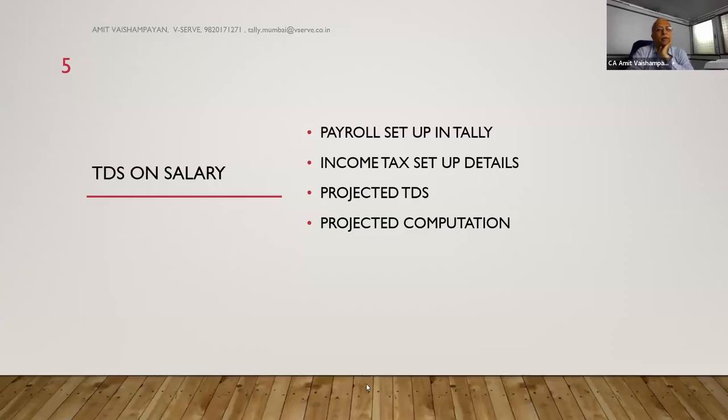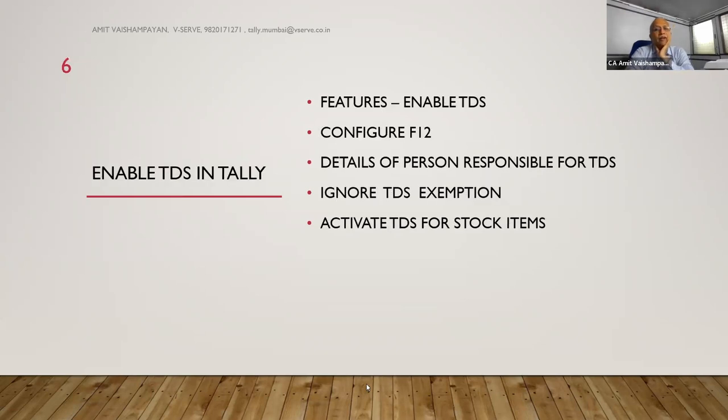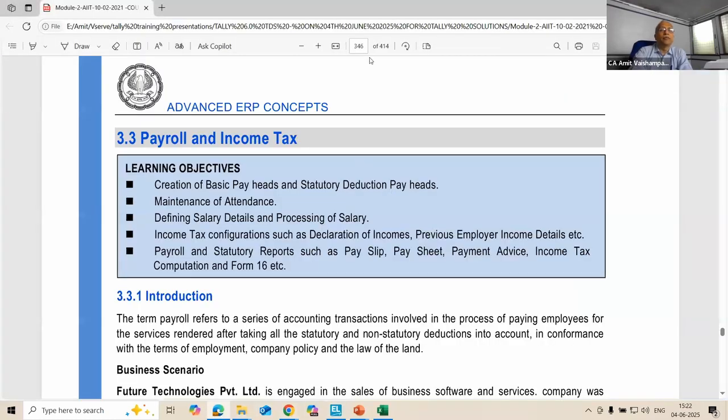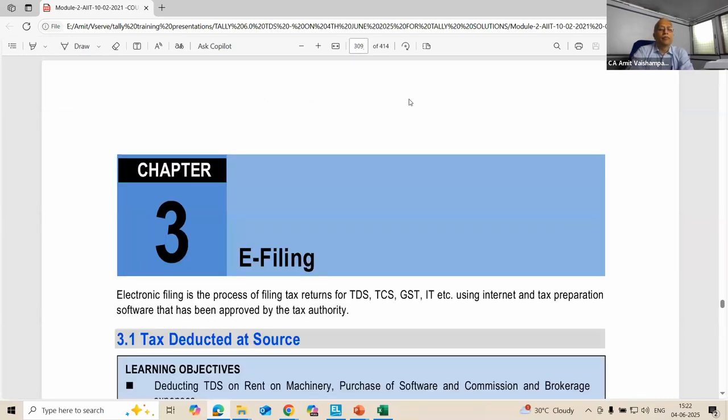So this is as far as payroll TDS is concerned, and we have the projected computation. Now we go to the next and the most sought after activity, which is to enable TDS for other than salary. So this is where you can actually start enabling TDS for other than salary. We have this second company, Comfort Enterprises, and we have a case study from the same advanced ITT course.